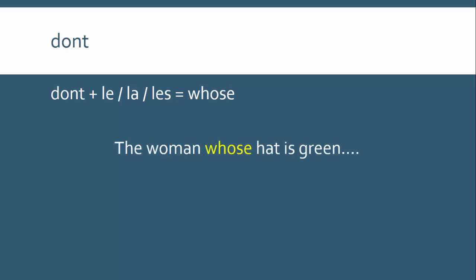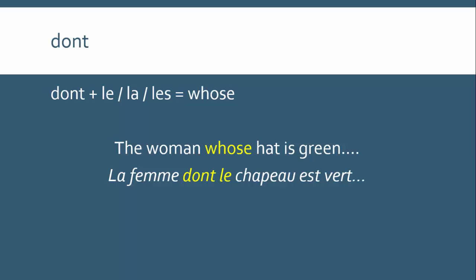Similarly, we could say the woman whose hat is green, la femme dont le chapeau est vert. So this time chapeau is masculine, and so we say dont le. What's important is you cannot say la femme dont chapeau est vert, you need the le. It might sound a little bit weird because in English we don't say who's the hat, okay, but in French you need that article.